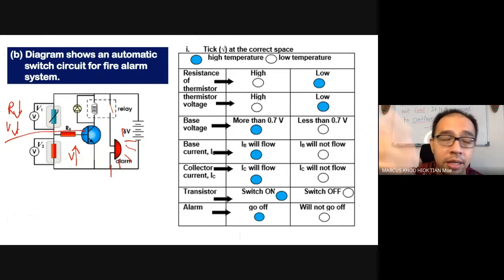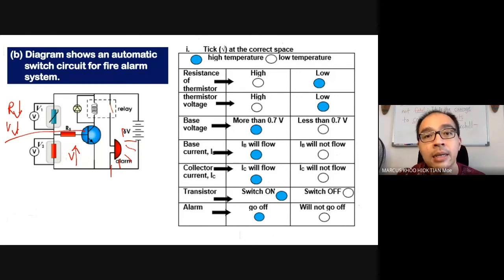Of course, it depends on another type of resistor, but it works along the same principle. All you need is the base voltage to be more than the junction voltage. Because once the base voltage is more than the junction voltage, base current on, collector current on, transistor on, the alarm or light or motor will turn on.